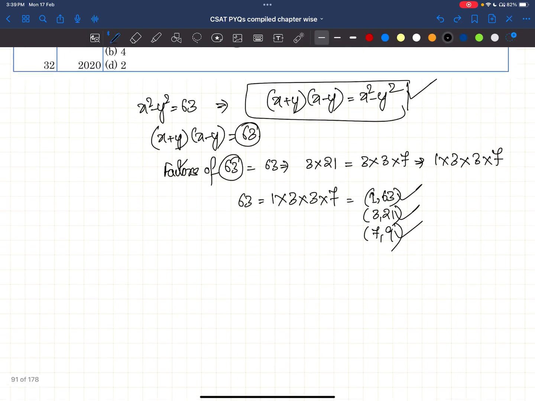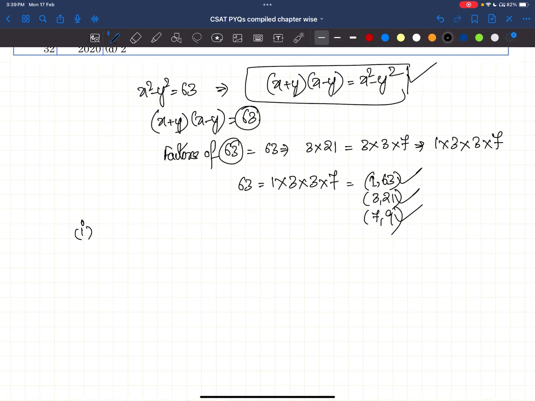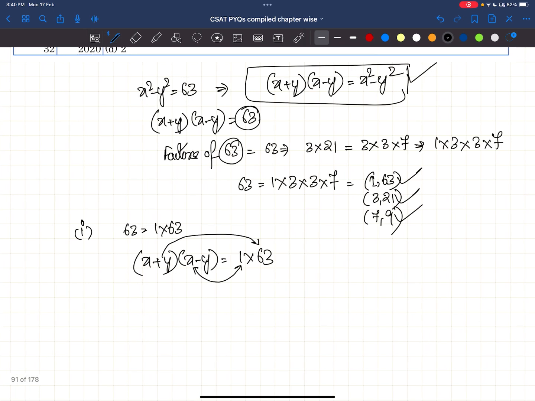Okay? Let's consider. The factors of 63 are 1 into 63. What will become? x plus y into x minus y is equal to 1 into 63. That means this is equal to this and this is equal to this. Right? When x and y are two natural numbers and they are different, x plus y cannot be 1. So x plus y should be 63 and x minus y should be 1.